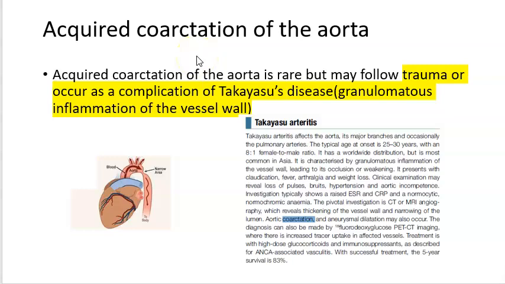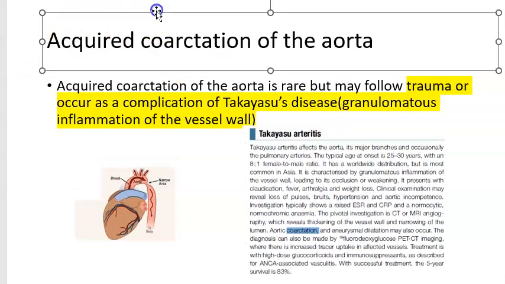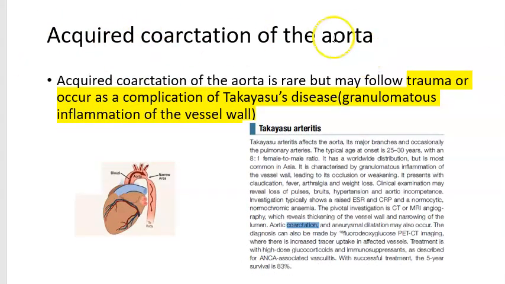In Takayasu's disease, which is a granulomatous inflammation of the vessel wall, and also if there is trauma, these two conditions can lead to acquired coarctation of the aorta.